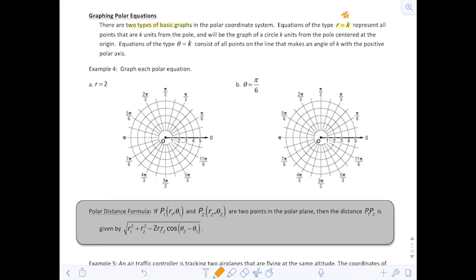What this graph represents is all points that are k units from the pole. And if you think about what that is, it will be a graph of a circle, k units from the pole, centered at the origin or the pole. So if I go down here now and look at example 4, letter A, r equaling 2 is going to be a circle with a radius of 2, all the points that are 2 units away from the pole.